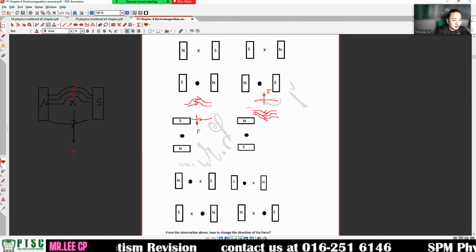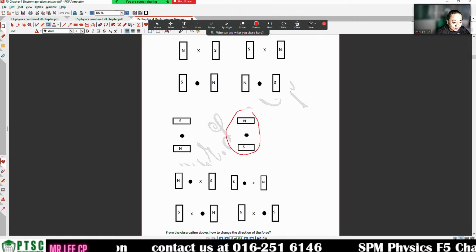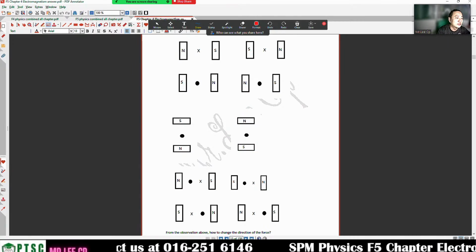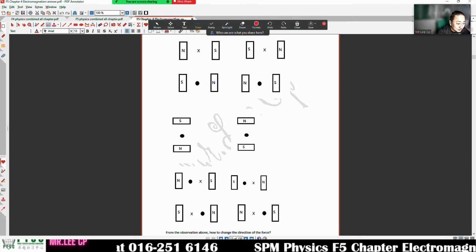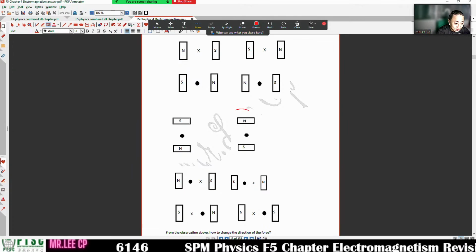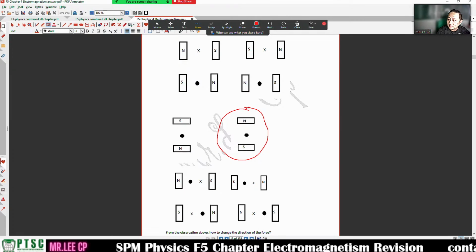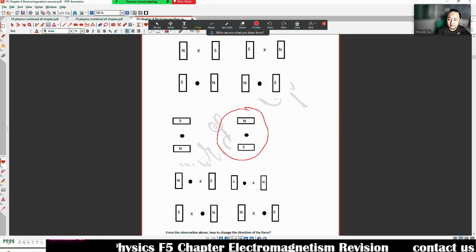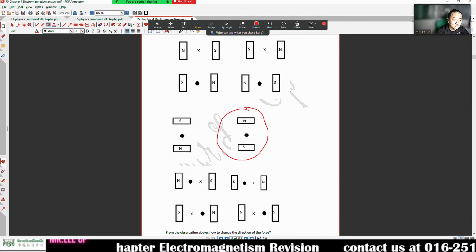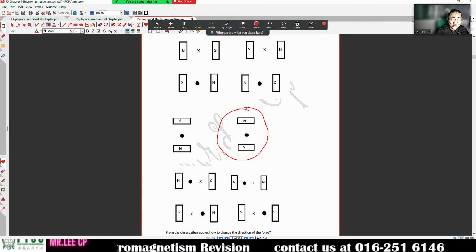Right, so the rest, I don't want to do all, so I choose some to do, this one. How to draw this one? Where is the direction of the force? Help me. The direction of the force. Where will we go? We point north to south, and then the current in or out.